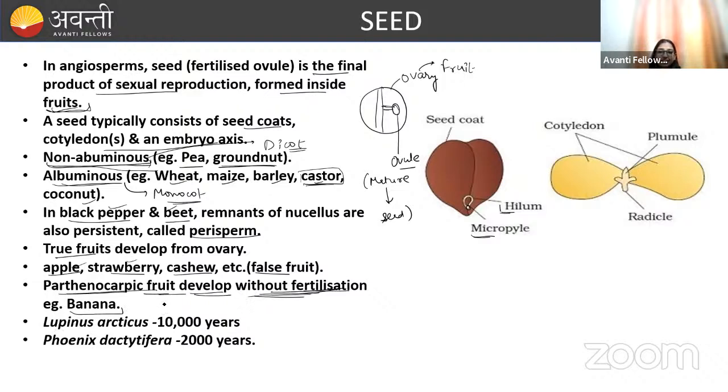Now, just like pollen has viability, similarly seeds also have viability. Lupinus arcticus was excavated from the Arctic region, and the seed of this plant has a viability of 10,000 years. So the seed of this plant has a lifespan of 10,000 years. Phoenix dactylifera, which is commonly known as date palm, the seed of this plant has a viability of 2,000 years.